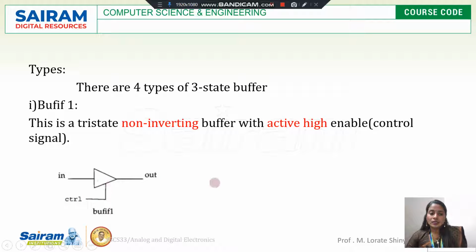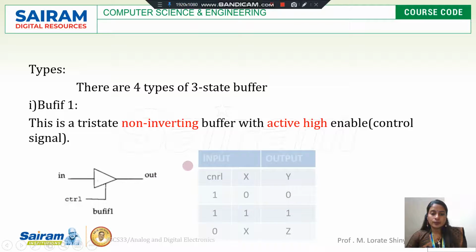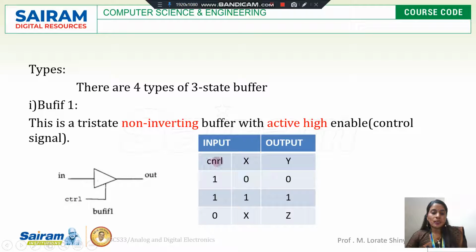Next we have to see the truth table. So the truth table will have input, control input and output. Whenever the control input is 1, the buffer will work. That is what it is, buffer if 1. Buffer will work if the control input is 1. Whenever the control input is 1, the input will be carried to the output side.